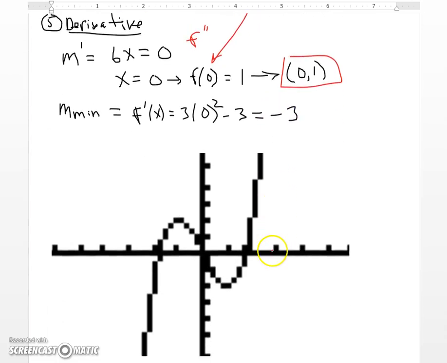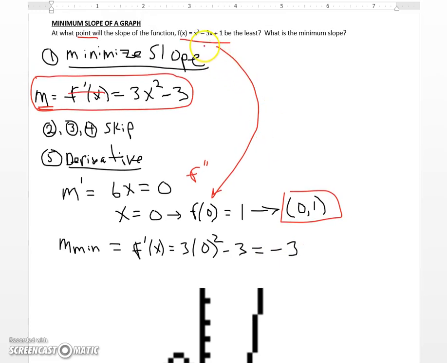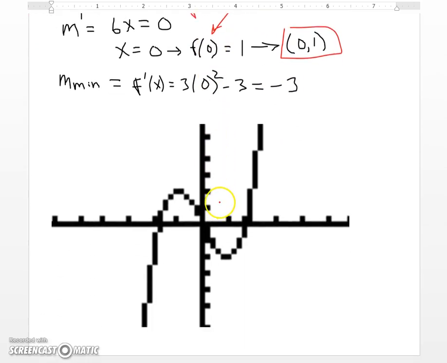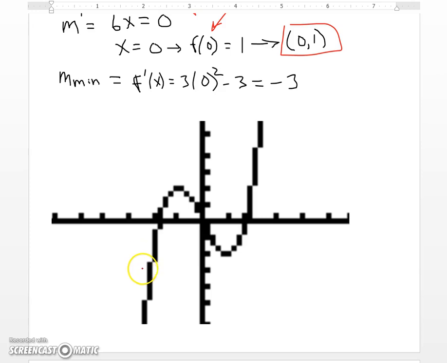So here is a graph of the original function, and you can see over here, the slope of the tangent line is positive, and it's getting smaller, goes to 0, it gets smaller, and then right here is where it gets the smallest. In other words, the most negative, and that most negative number is -3. And then it starts to flatten out, and then it goes back to positive.